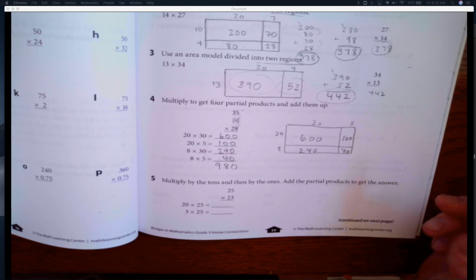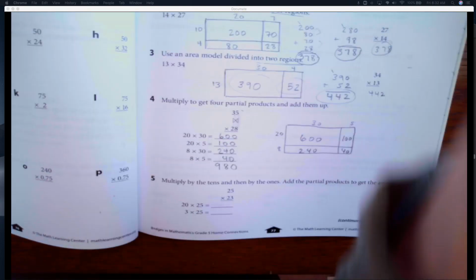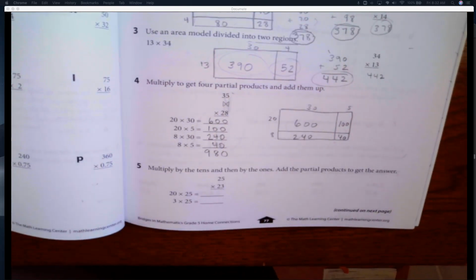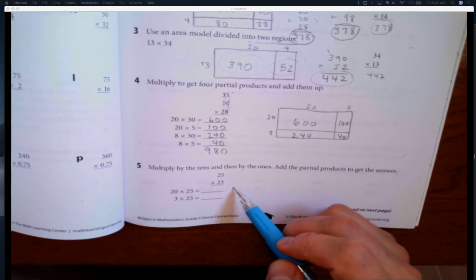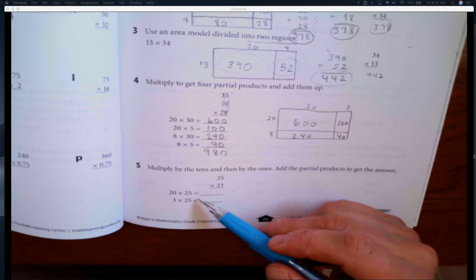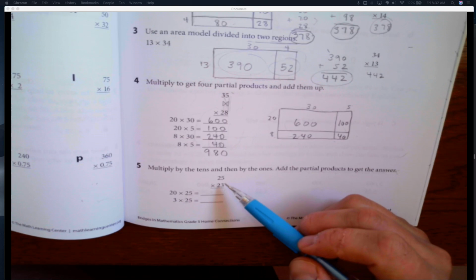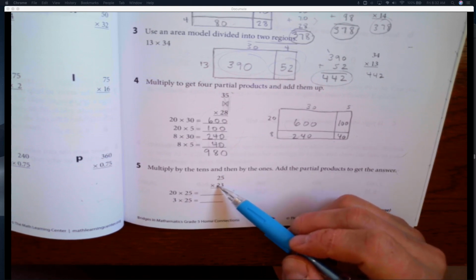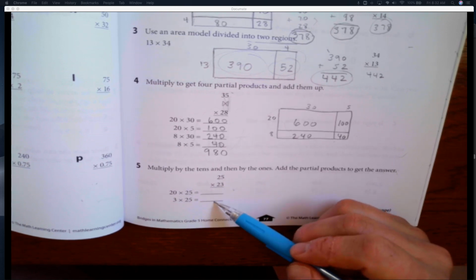Now, on number 5, it says multiply the tens and then by the ones, add the partial products. So this is the same thing as doing just like in our number 3 here with our 2 square area models and 2 regions. Same thing here. So 25 times 23, we love the number 25. So what they did was they kept the 25, and then they just multiplied 25 times 20, and then 25 times 3, and then they just added them up.